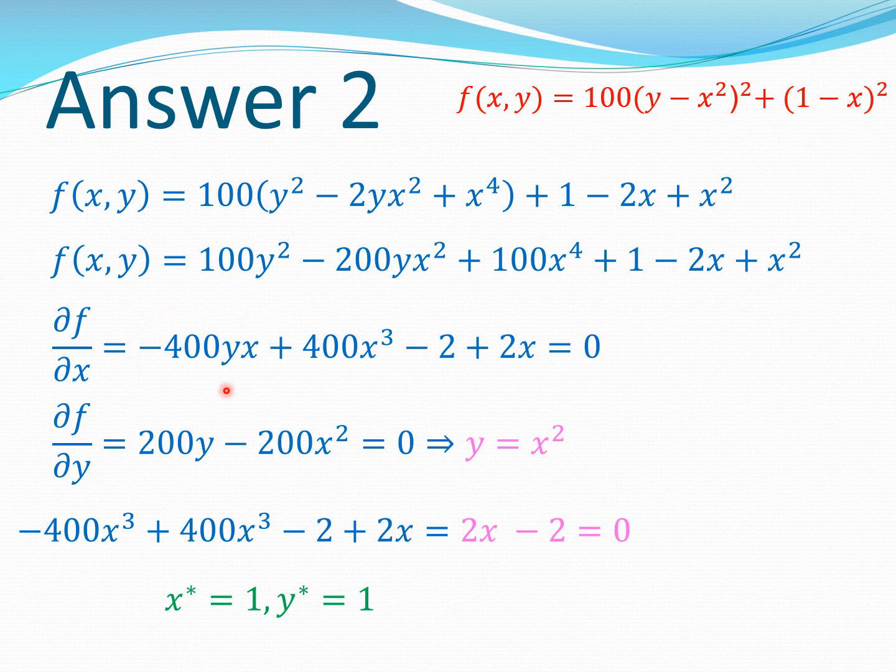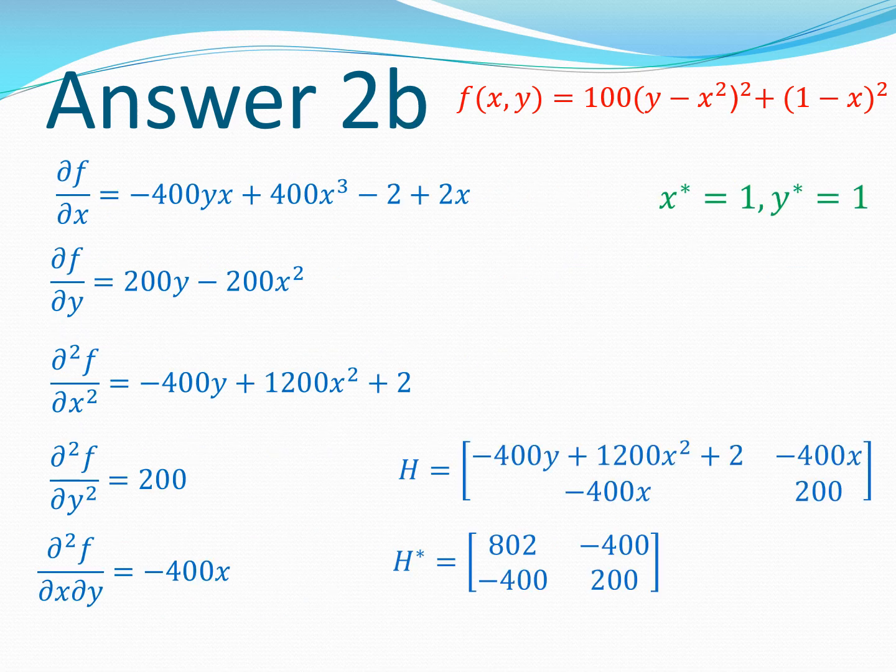So you can see that this term is simply going to become minus 400x cube, and so there is a nice cancellation here, which makes my life very simple, and I immediately get x is equal to 1 and y equal to 1. We put this star here to denote the fact that this is a stationary point, or a candidate minimum point for this function.